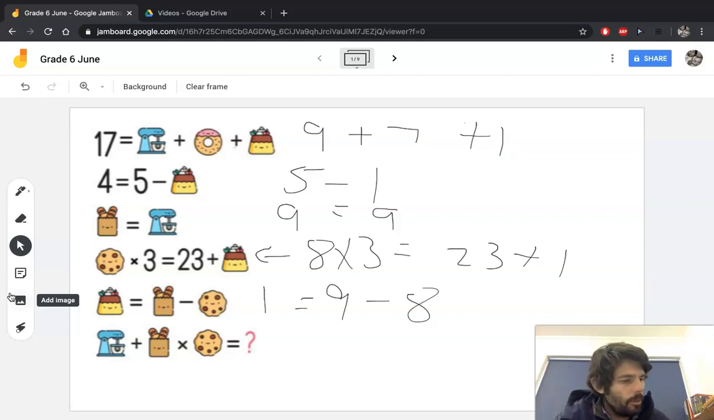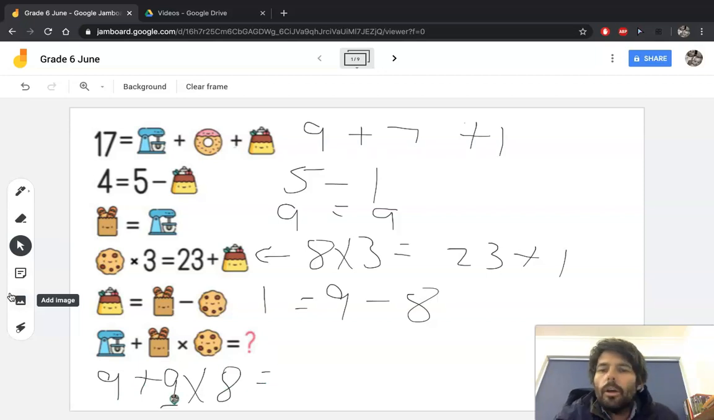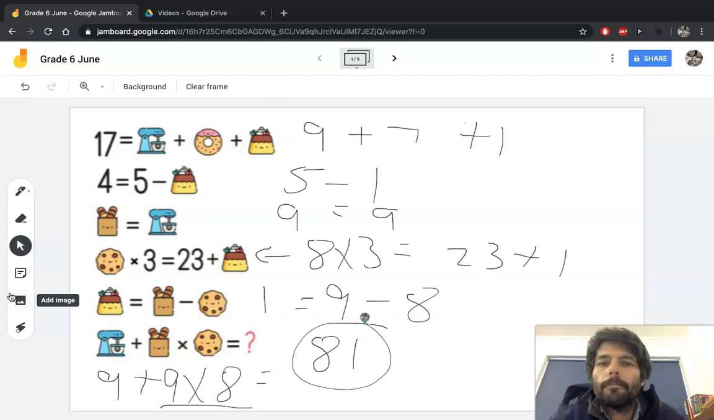And then when we go to the bottom, we just fill in the values. 9 plus 9 times 8. And we should know that multiplication comes first, so 9 times 8 is 72, and then we add the 9, and we get a final answer of 81. Okay? Well done if you got that.